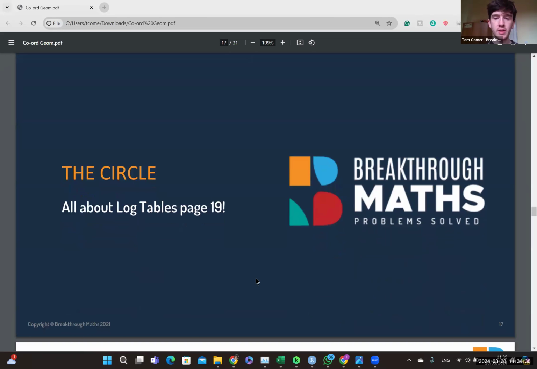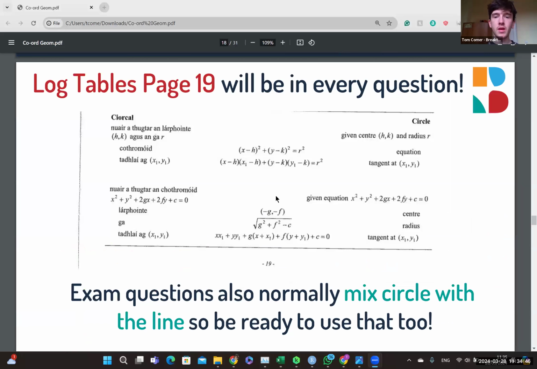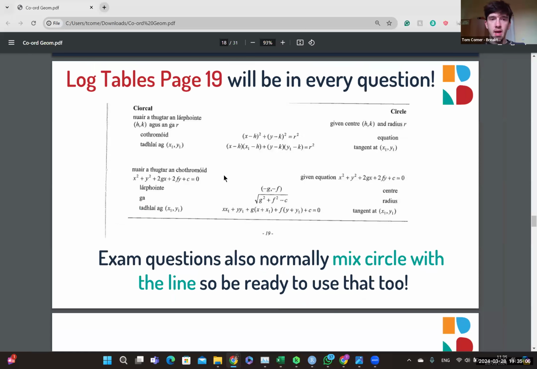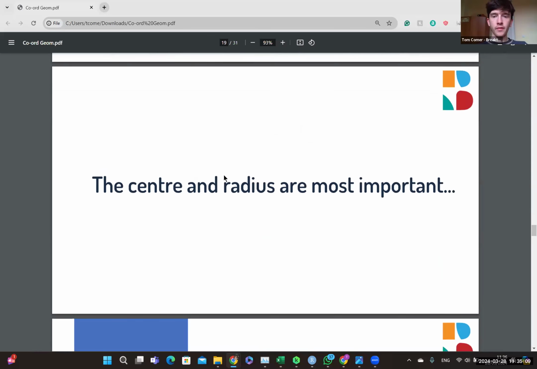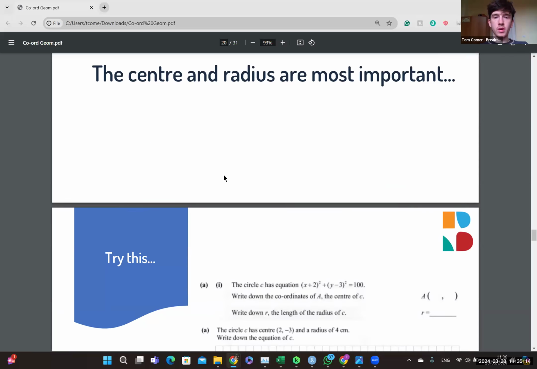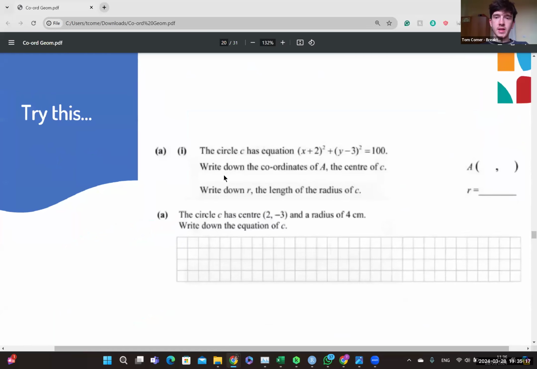Now we're going to move on to the circle. People sometimes find this a wee bit more difficult. But remember, our log tables has all of our equations in it. We've got center, we've got radius, we've got the equations for tangent, all that stuff. We've got all the right formulas and equations in our log tables, page 19 this time. Exam questions normally combine a circle with the line, so we need to really be able to use all our formulas next. However, the center and the radius of the circle are always going to be our most important things to understand, okay?